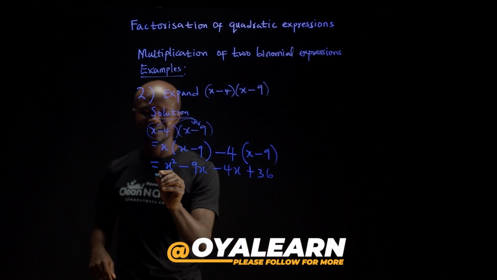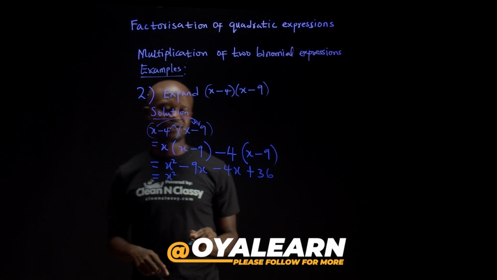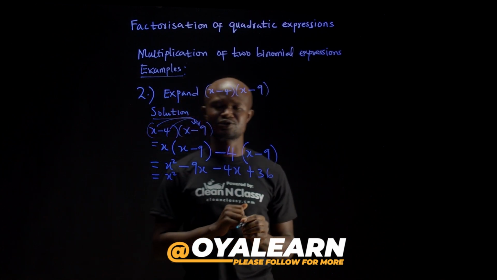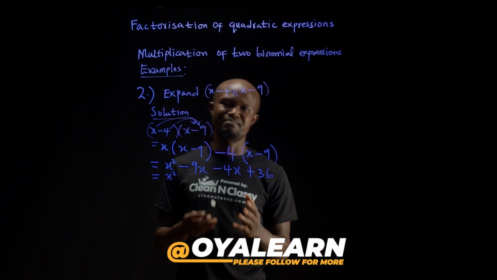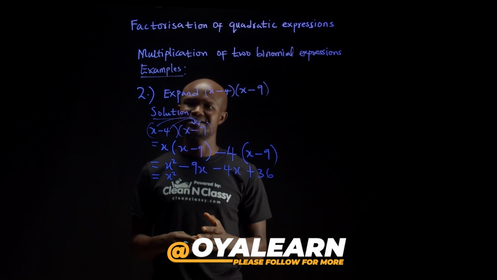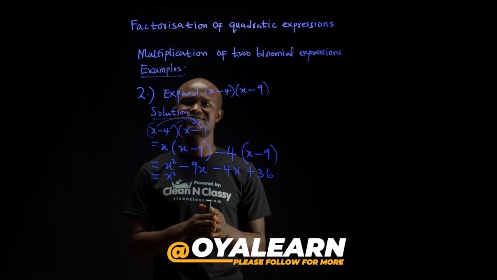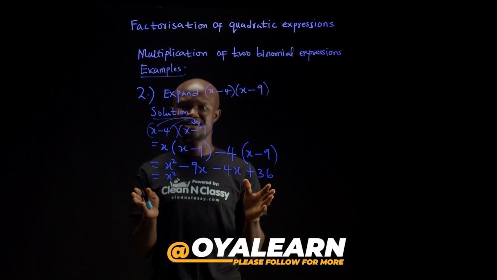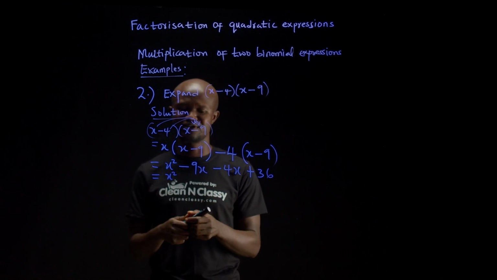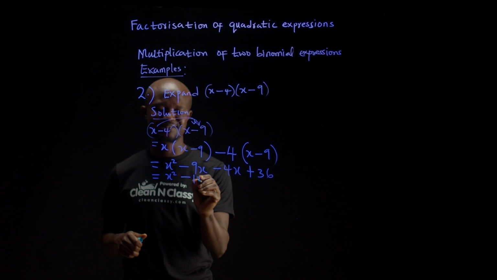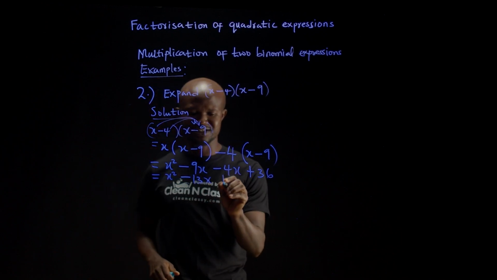36. Now this will give us x squared minus, we now have minus 9 minus 4. What's that? Minus 9 minus 4 is minus 13. Why? We just need to add 9 plus 4. What do we have? 13. And both numbers are negative. 9 plus 4, 13. Then you put minus in the front. That is minus 13, minus 13x. Then plus what? Plus 36.